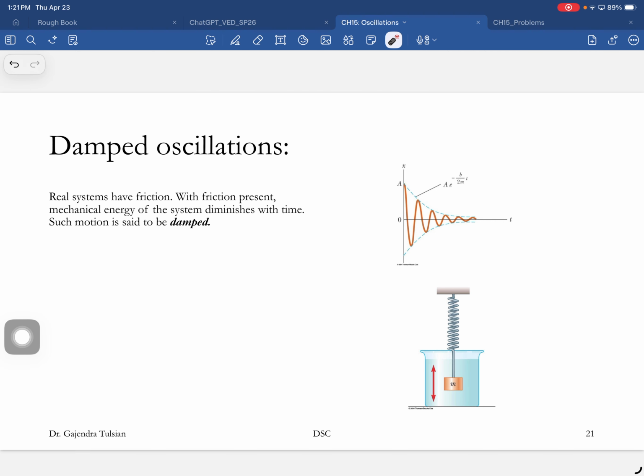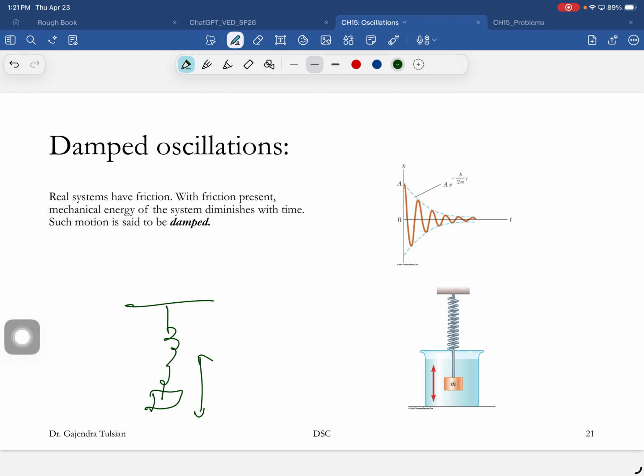All right. Now that we've become experts at simple harmonic motion, let's do the next complicated step. What's the next complication? Friction. Add friction. We've studied this, and now we're going to add friction.